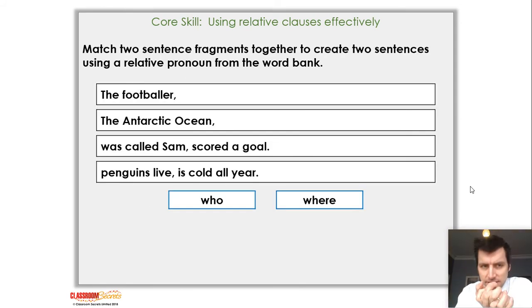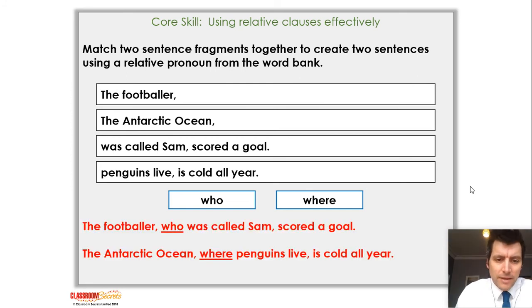We've got 2 parts of a sentence here, and we're going to match the 2 sentence fragments together to create 2 sentences with a relative pronoun from a word bank. The word bank gives us who and where. So if I've got the footballer, now footballers normally are people. Okay, obviously we might have seen robotic footballers, or we might have pretend footballers, or we might see animal footballers, but always therefore we'd have it as a being. So the footballer, then I'm thinking who. So I'm thinking who was called Sam. Okay, and that leaves me with the Antarctic Ocean, which is a location. So then I need the relative pronoun of where, like where penguins live is cold all year.